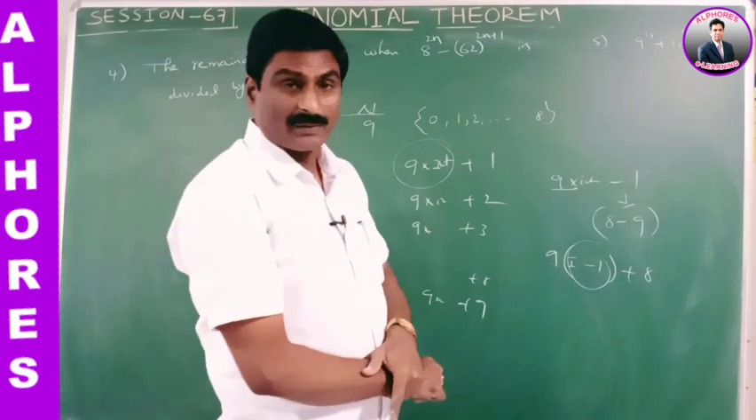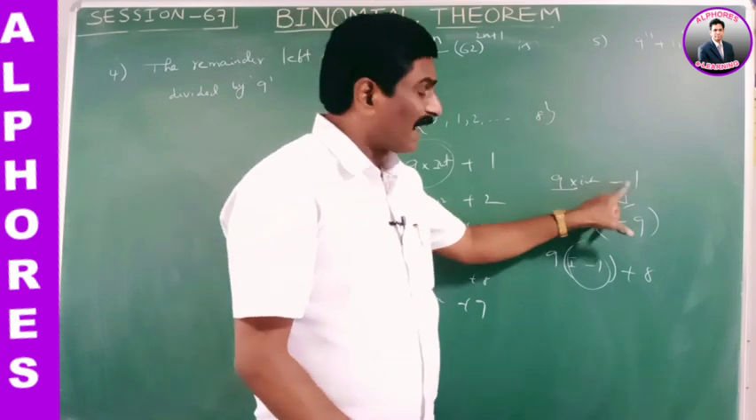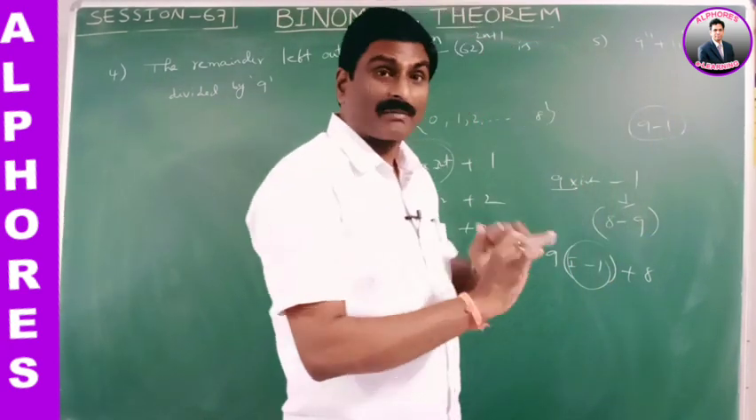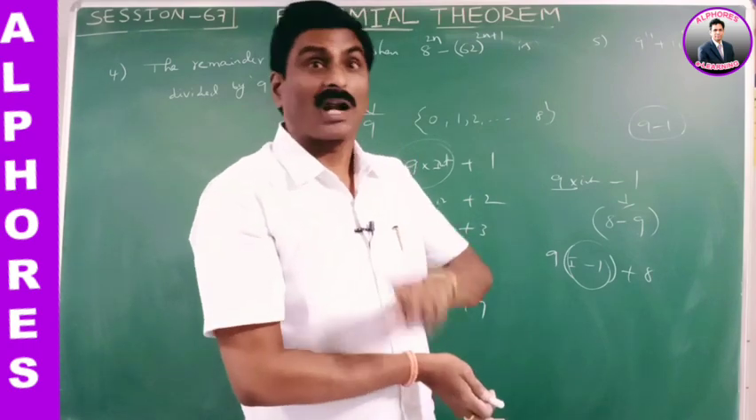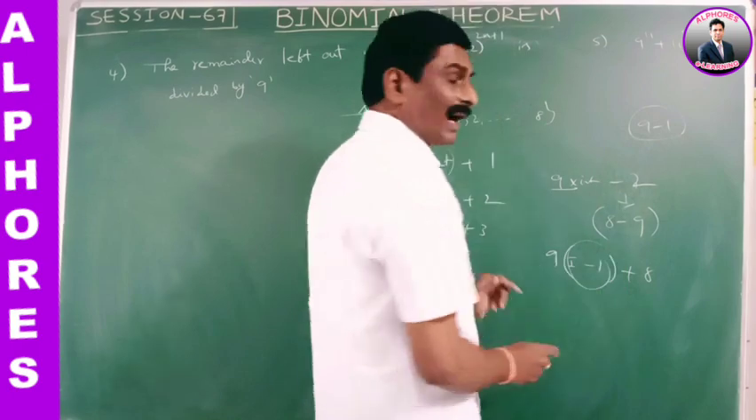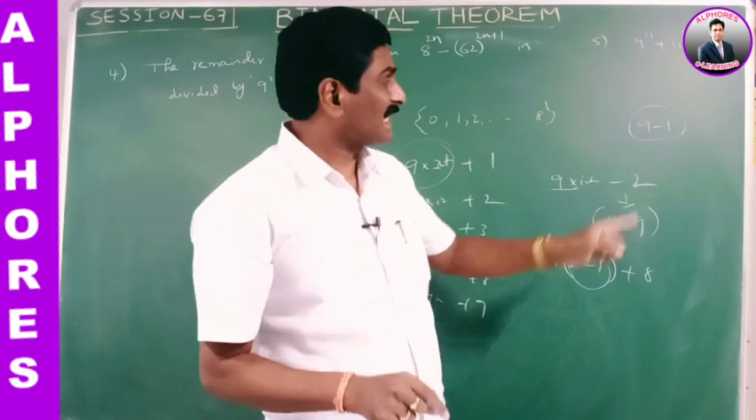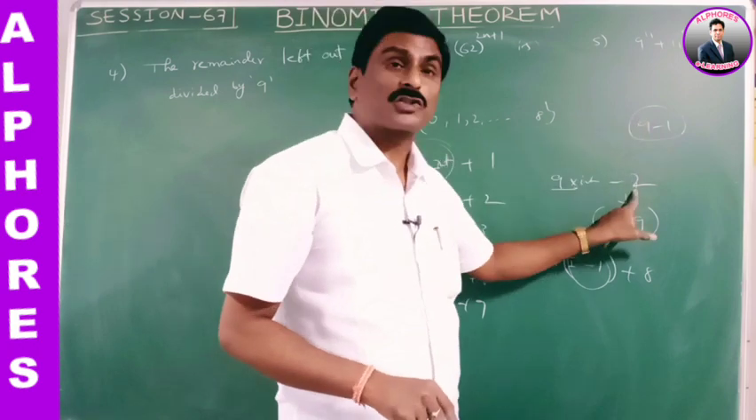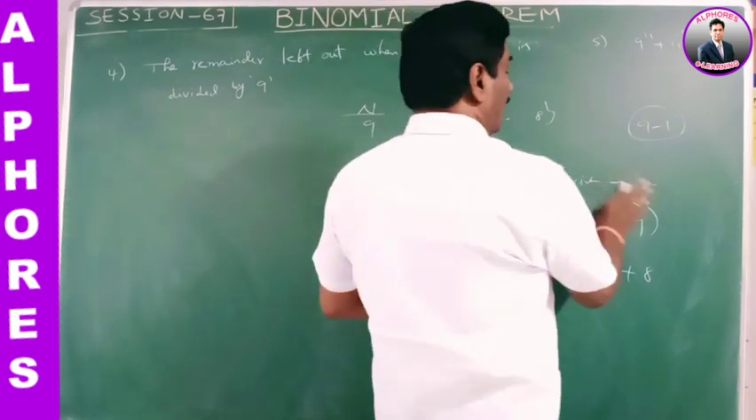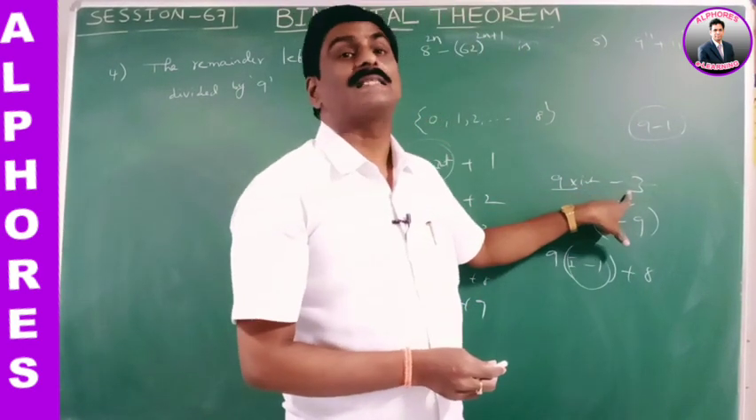Suppose the problem is in this way: 9 into integer minus 1 means the remainder is 9 minus 1, that means 8. Not minus 1. Suppose the problem is 9 into integer minus 2. What is the remainder? Remainder never be negative, not equal to minus 2. In this case, the remainder is 9 minus 2, that means 7. Next, 9 into integer minus 3. What is the remainder? 9 minus 3, that means 6 is the remainder.